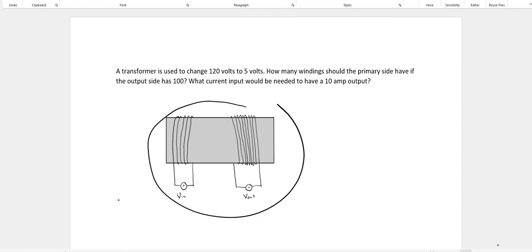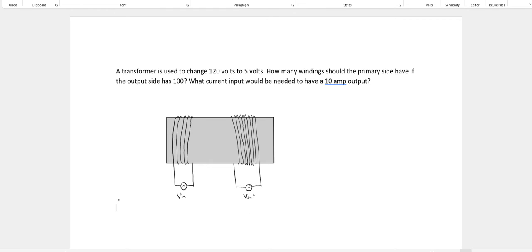So here's a picture. This is just kind of a schematic of what a transformer looks like. Or it's not really what it looks like, but it describes how it works, I guess. And you have an input voltage and an output voltage. And the idea of a transformer is to change voltage up or down.